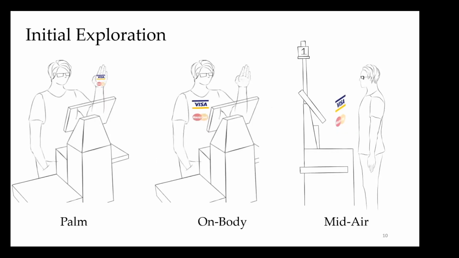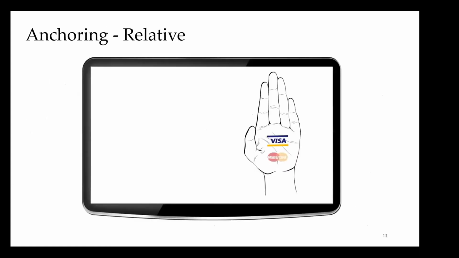We started with a set of research questions. For instance, what would be an ideal location to shift the touch input space? As you can see here, we can move the touch functionalities to the user's palm, the user's body, or even in mid-air, where the user can see the content on the screen. However, they can select an item by moving their hand in mid-air just above the item, so they do not need to touch the touch screen.